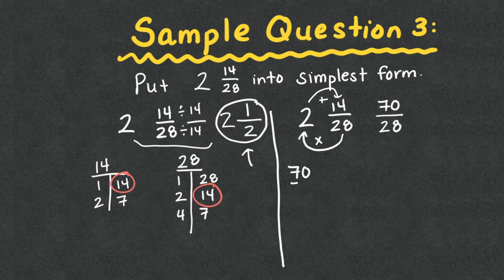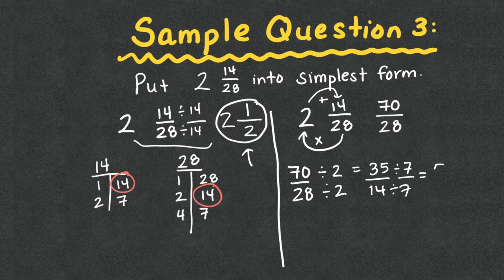So 70 over 28, these numbers may be a little bit large, so we may not know what goes into both of these first, but they are both even, so we can divide both of these by 2. So 70 divided by 2 equals 35. 28 divided by 2 is 14. Now it clicks for me. I know my multiples. I know my factors of 7. I know 7 is going to go into both of these numbers.